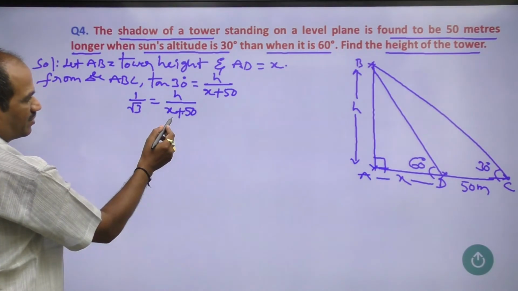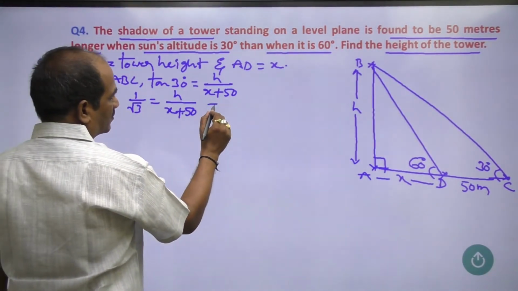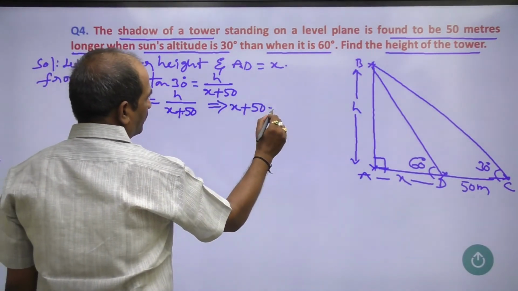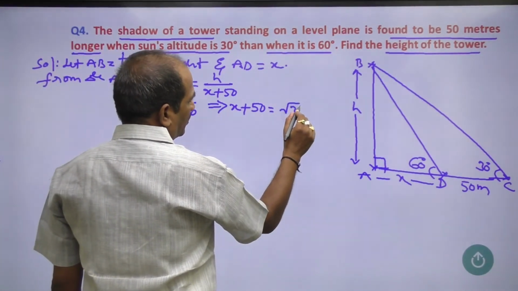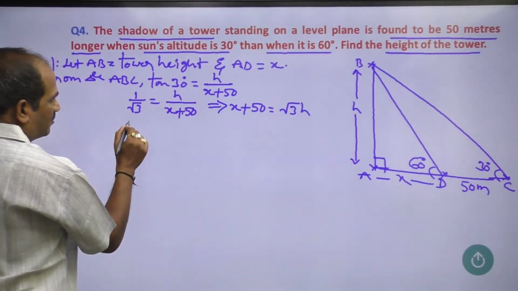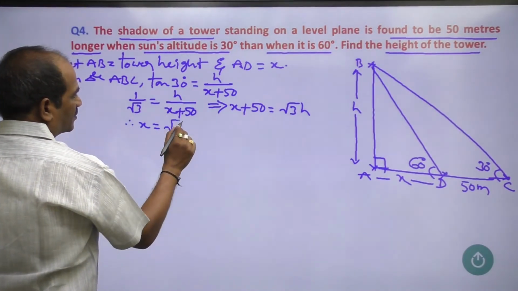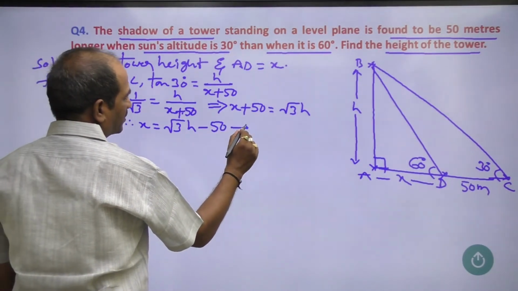So here cross multiply. That implies x plus 50 is equal to h into root 3, that is, root 3 h. So therefore x is equal to, taking 50 to this side, root 3 h minus 50. So that is equation number 1.